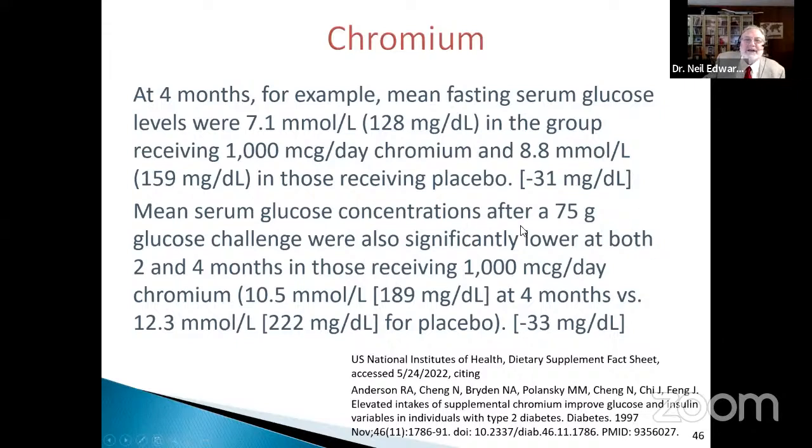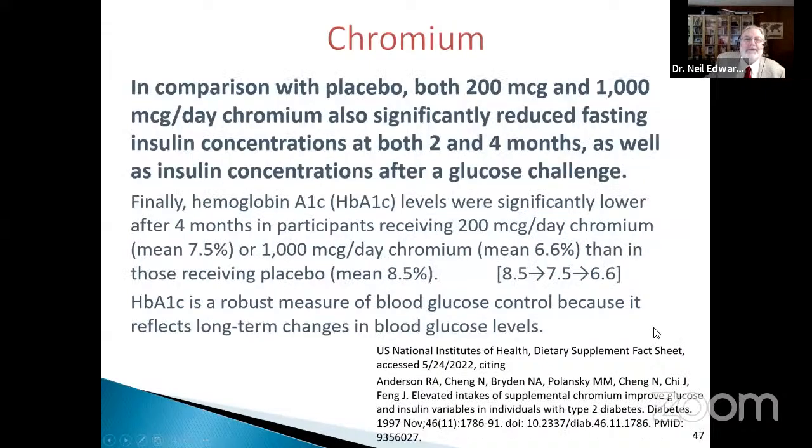We're also seeing levels after a glucose challenge lower, 33 points lower on that scale. Both doses lowered fasting insulin concentrations as well as the insulin concentrations after a glucose challenge. But you could see the 8.5 versus 7.5 versus 6.6% levels of hemoglobin A1C. It varied with placebo, the low dose, or the high dose, and the high dose worked the most effectively.